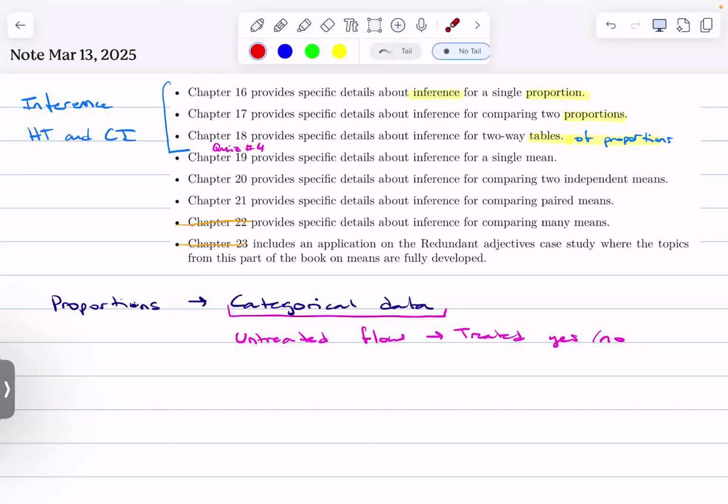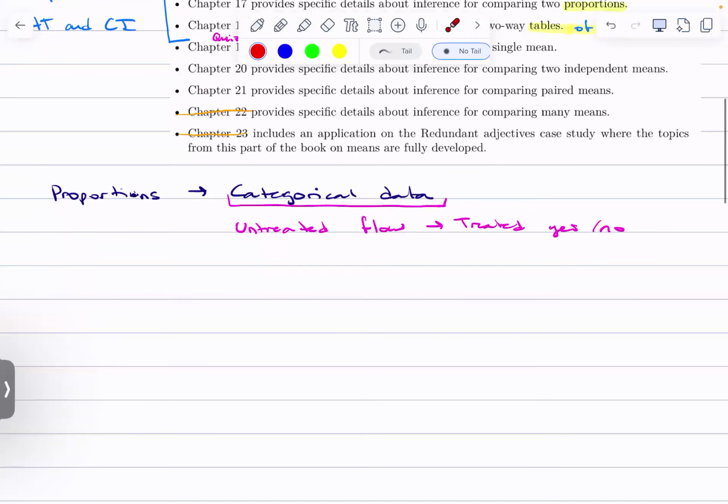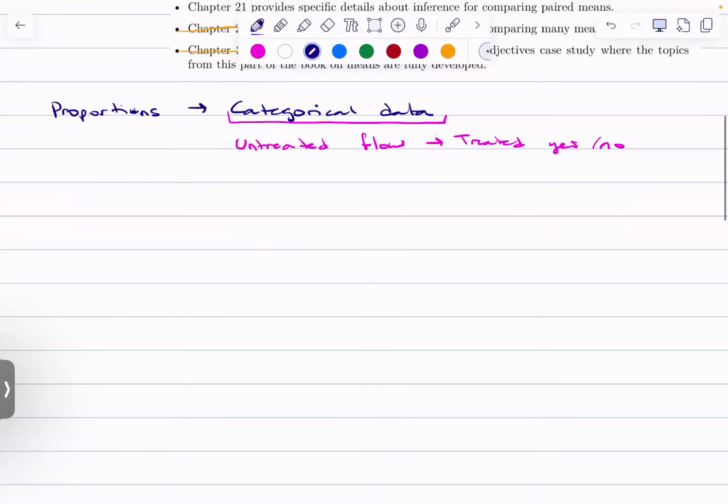No. Okay, so. I think we'll see if we can close the door officially. But here's an example. Okay.